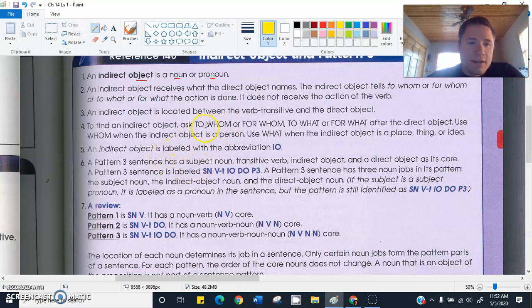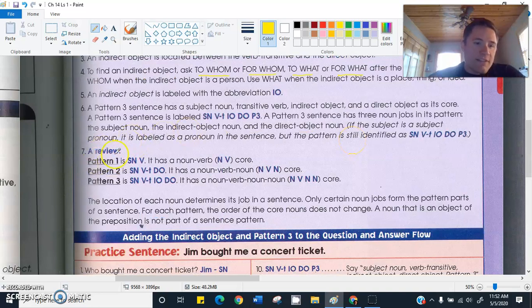So to find these, the key is that you are asking these questions. You're asking to whom or for whom, or if it's not a person, to what, for what, after you say the subject, verb, direct object. This comes next after that. So to review, again, sentence pattern 1, you just have the SNV. Pattern 2, SNVT, because we're sending action to the DO. Pattern 3, now we're sending the action to the DO, and then asking DO to whom or for whom.